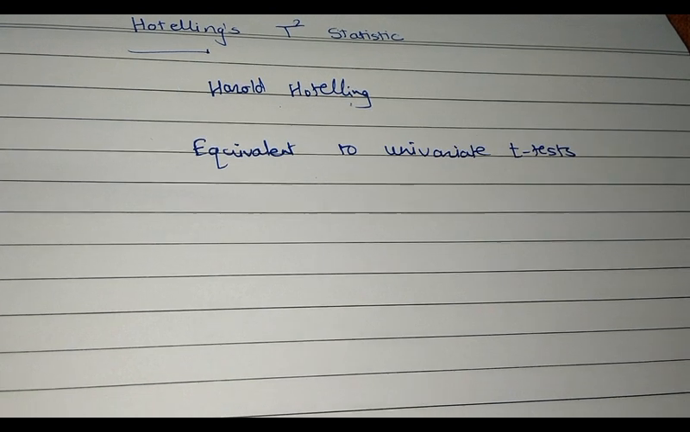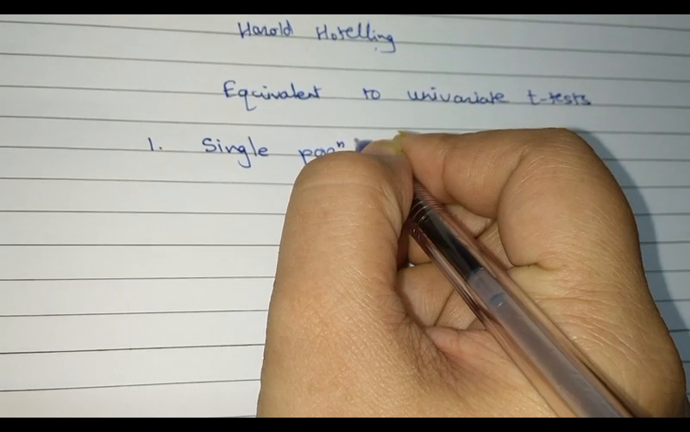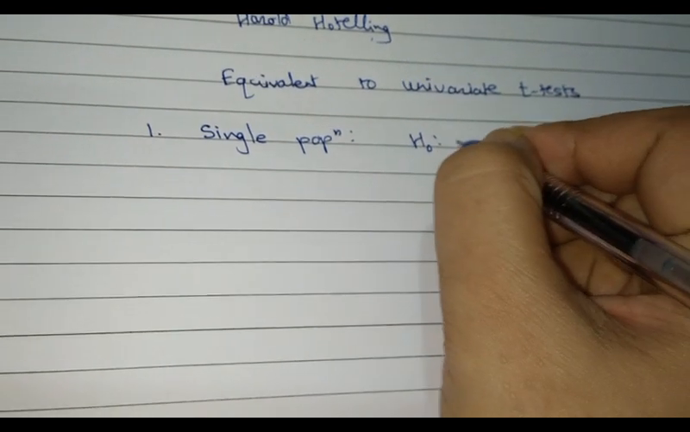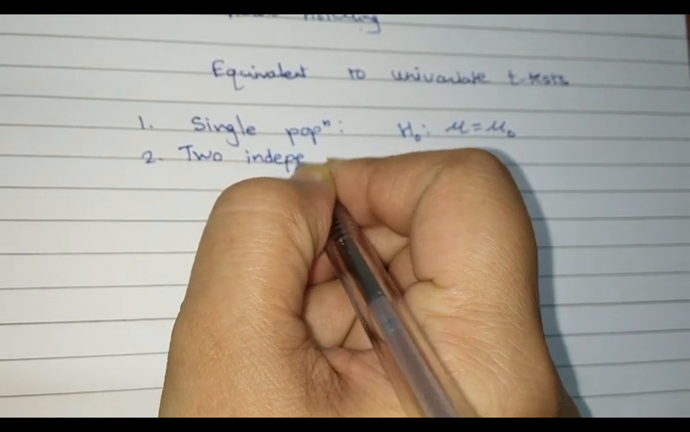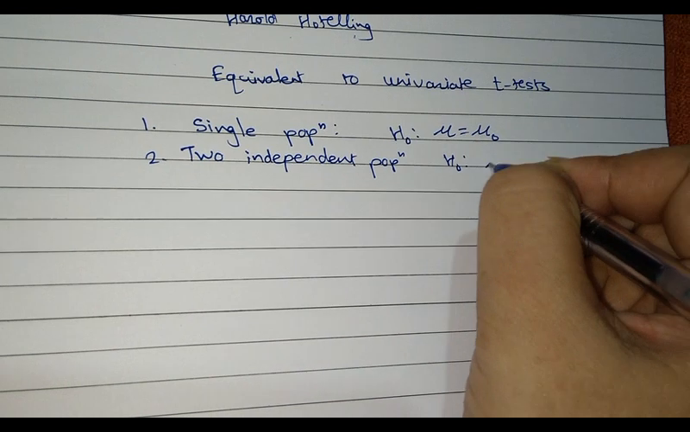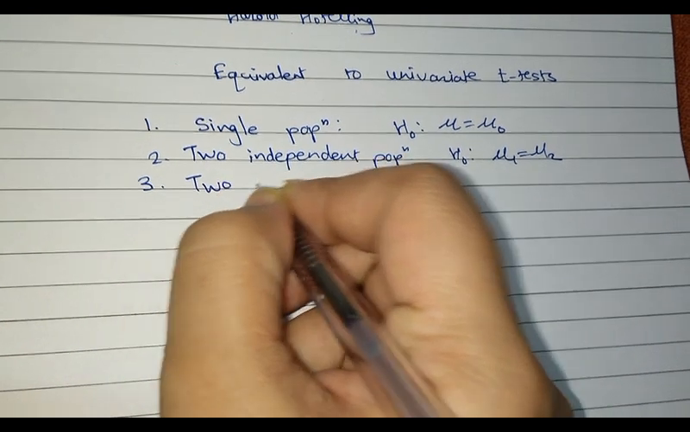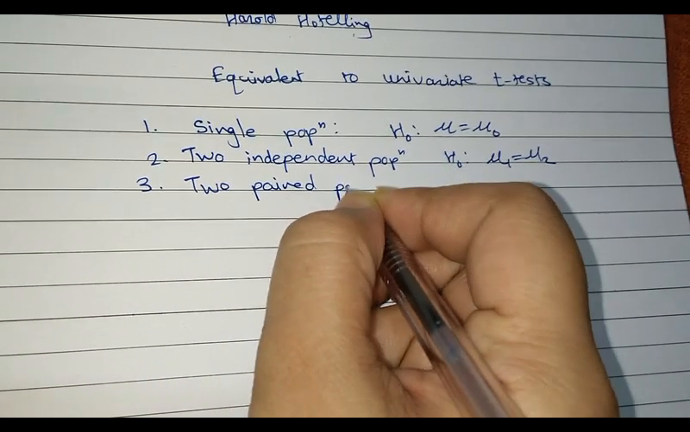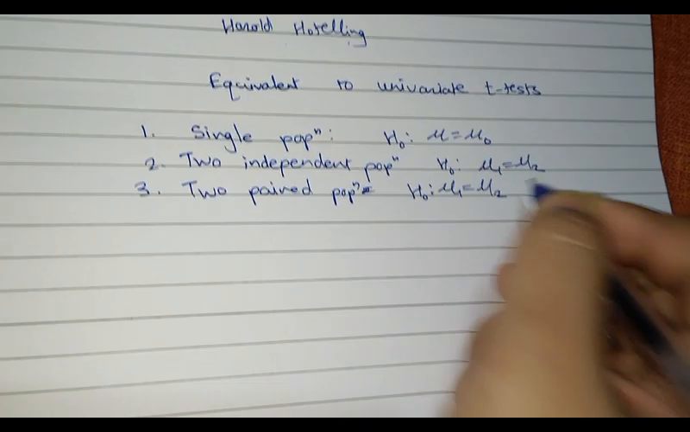There are three major types of hypotheses that we try to test. First is for a single population. We did LRT also, which was similar. So my null hypothesis is of the form mu equal to mu naught. Then you have two independent populations where your null hypothesis is of the form mu1 equal to mu2, and you also have two paired populations or dependent populations where again your H0 is of the form mu1 equal to mu2.